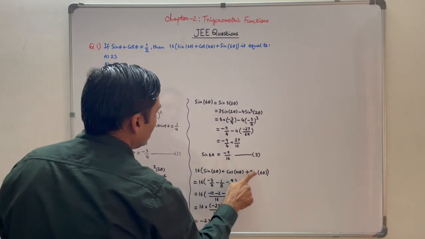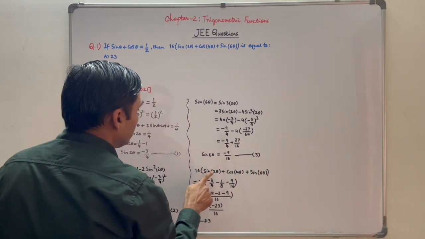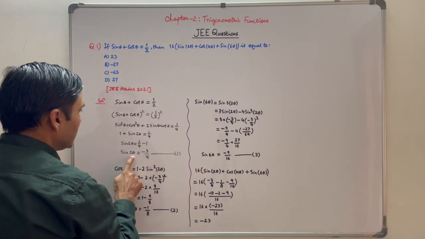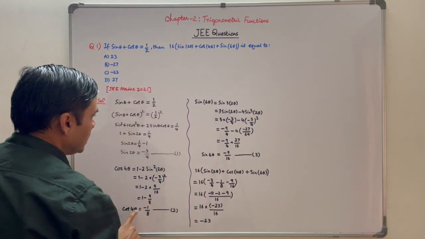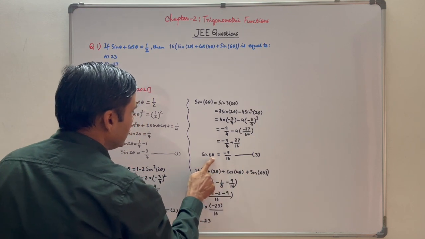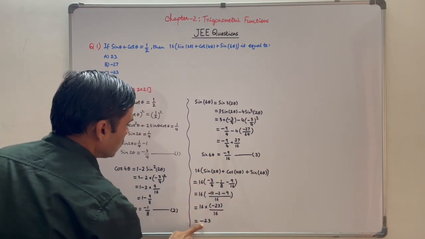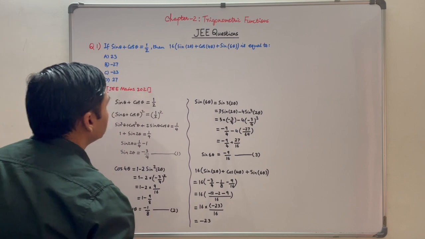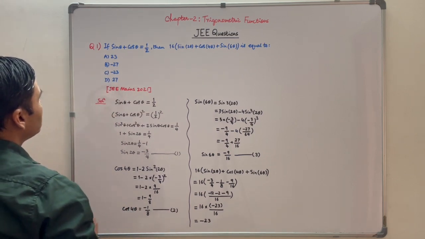Now we can get the value of this expression by putting the value of sin 2θ from here, cos 4θ from here and sin 6θ from here. So value of the expression comes out to be equal to -23. So the correct option is option C.